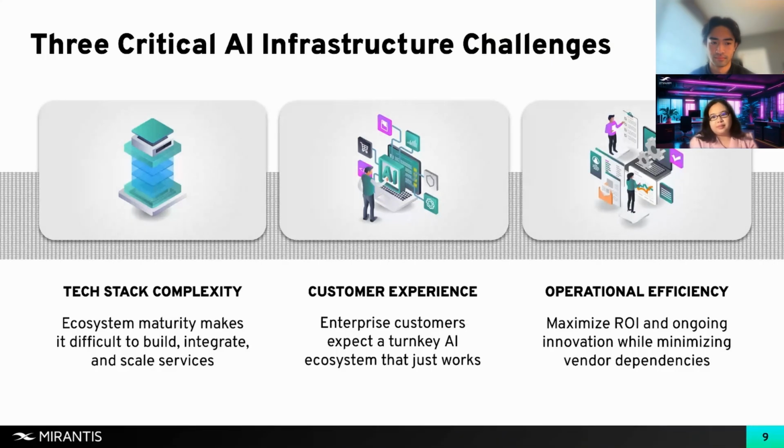Number one, tech stack complexity. The AI ecosystem has matured rapidly, but that maturity comes with complexity. There are countless frameworks, platforms, tools, Kubernetes distributions, GPU drivers, networking requirements, and so on. Everything has to integrate correctly. Everything has to scale. Everything has to stay updated. And the more components you add to your stack, the more fragile and difficult the system becomes. Building, integrating, and scaling AI services across this ecosystem is not simple, and it's rarely standardized. That complexity slows teams down before they even begin delivering value.